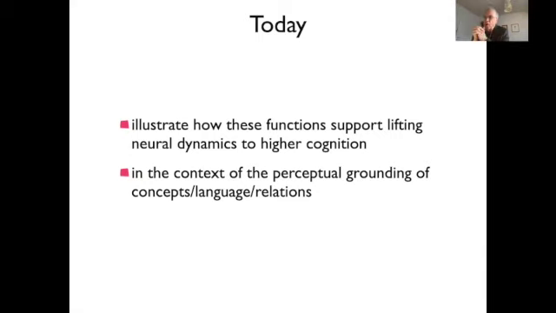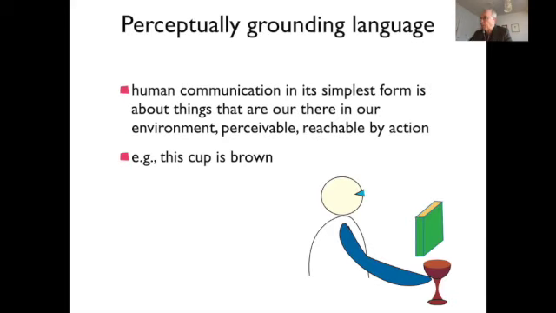So today I want to show how these two functions, visual search and coordinate transforms, with one added thing, namely the representation of concepts, of relations, can lead to relational thinking, perceptual grounding. Let me first talk a little bit about what grounding actually means. I'll be talking about the grounding of language.